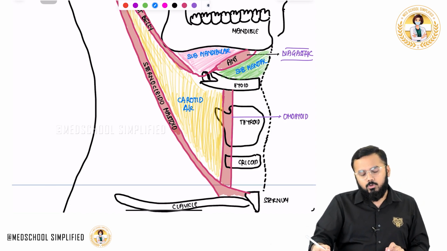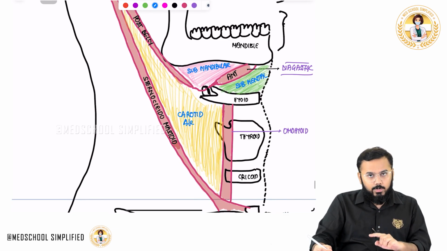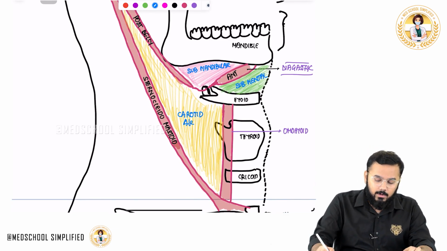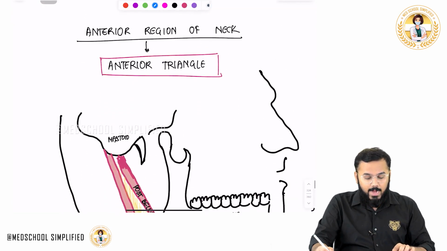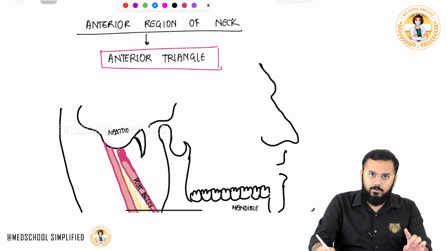Submental triangle. So what are the three different triangles you can see over here? You can see one is called the carotid triangle, another one is called the submandibular triangle, another one is called the submental triangle. And where are all these triangles present? These are the triangles of your anterior neck, or these are called your anterior triangles.